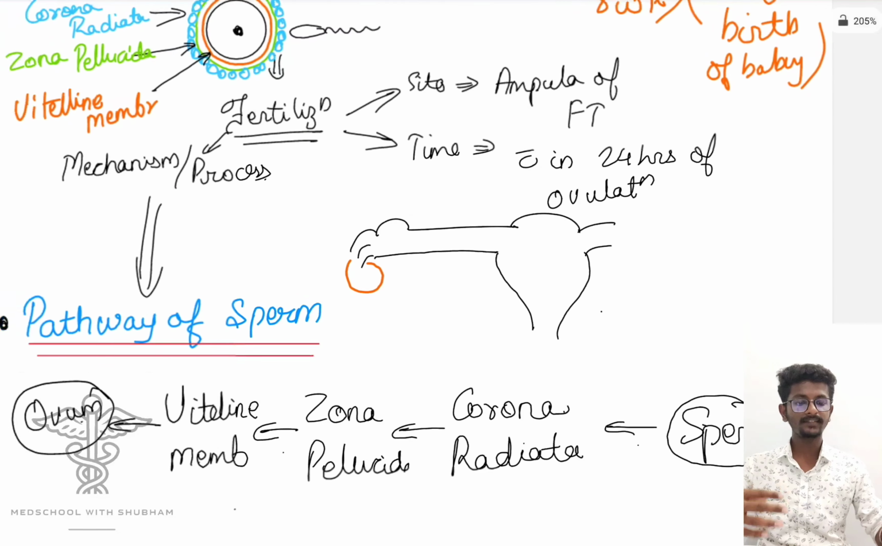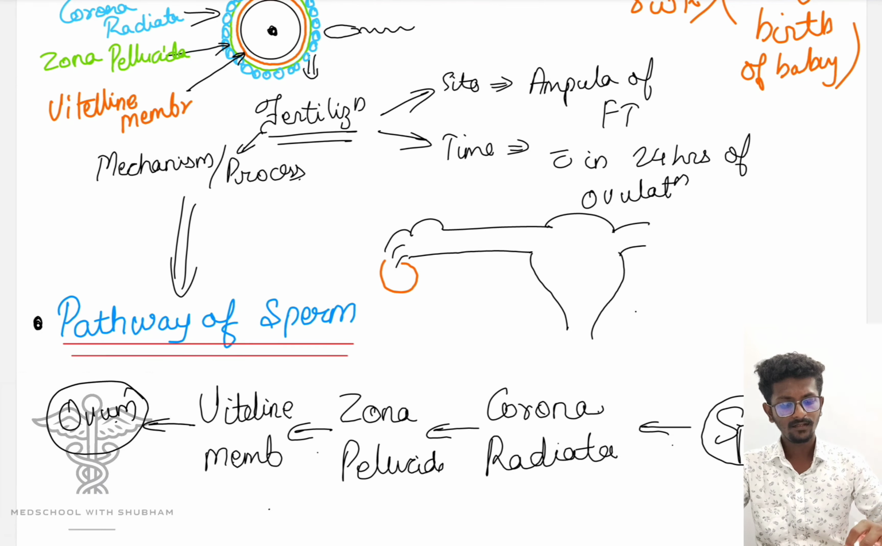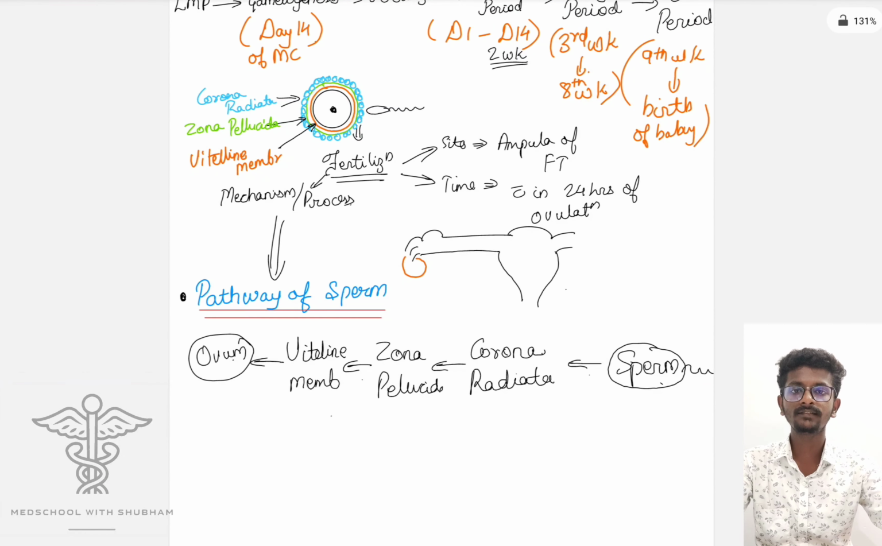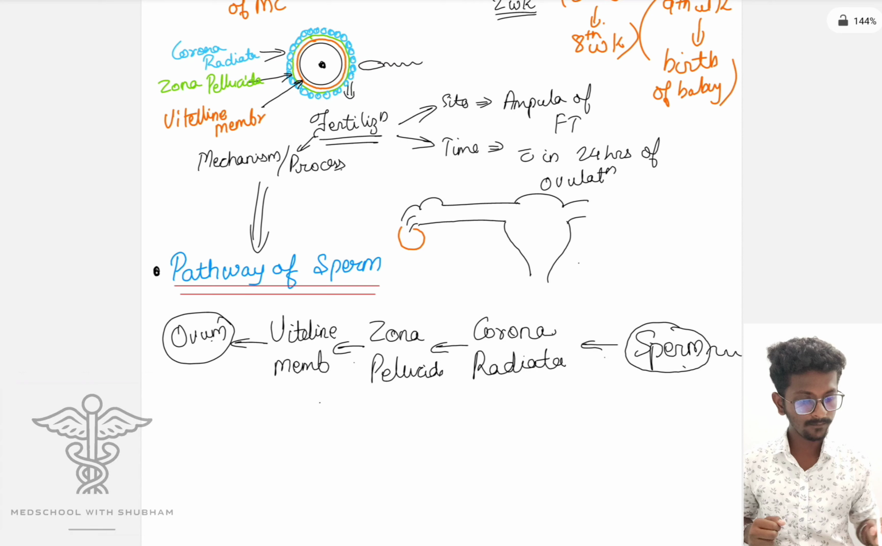Now some books say that the site of fertilization is the ampulo-isthmic junction. Some books say that the site of fertilization is the ampulla. Both of them are right, because sometimes fertilization takes place in the ampulo-isthmic junction, and sometimes in the ampulla. Now let's get back to the pathway of the sperm.